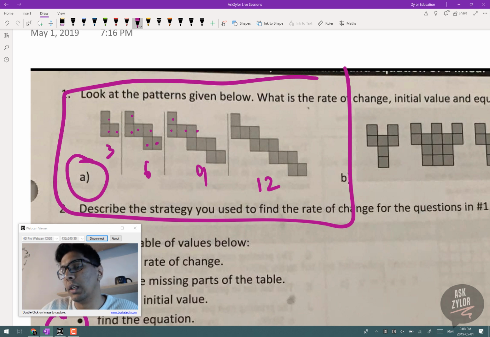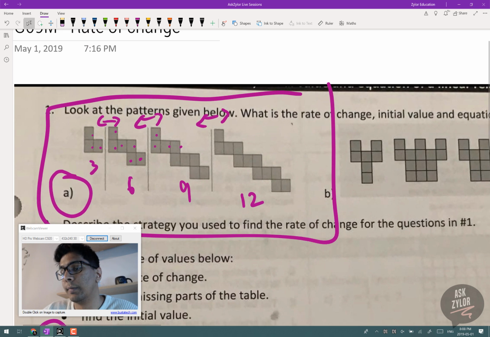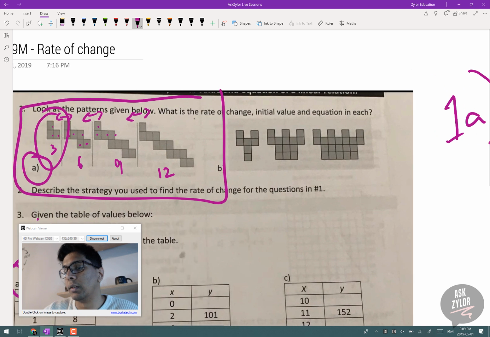Okay, so what's changing between each of these is the value 3. I'm adding 3 blocks every time, so that's my change, my rate of change. My initial amount is what I have initially in my first pattern, which is just 3. So I can write an equation for this.